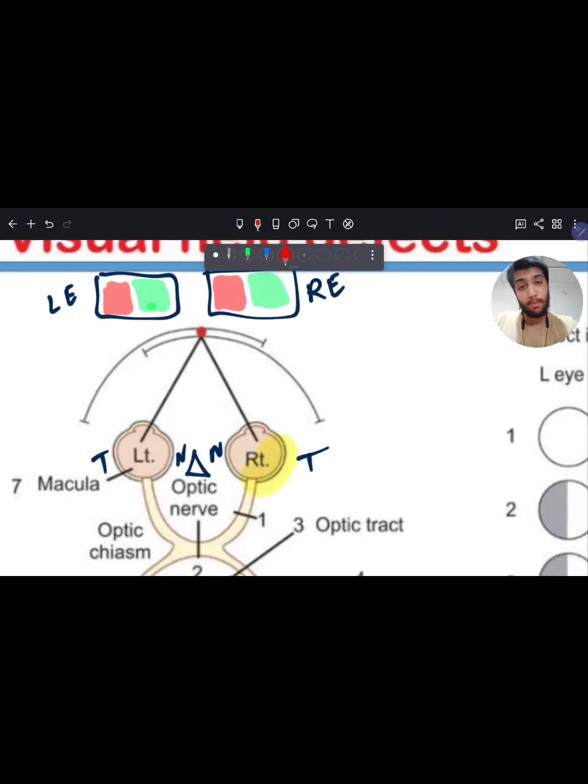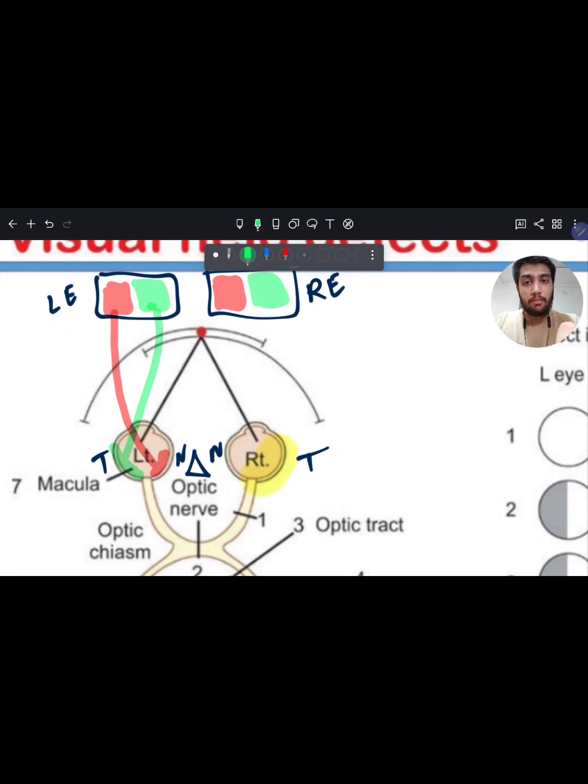So let's see once more and let's understand this concept अच्छे से. So here from the left eye, this is the temporal side of the visual field of the left eye. It is gonna project its light here on the nasal aspect of the left eye. The nasal part of the visual field of the left eye is gonna project itself on the temporal side of the left eye.